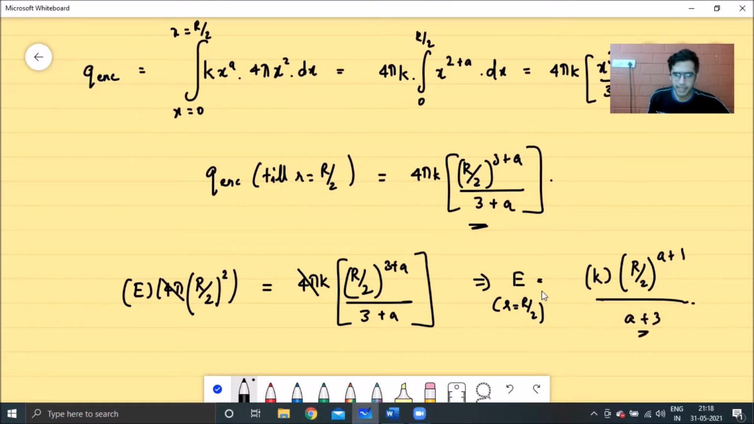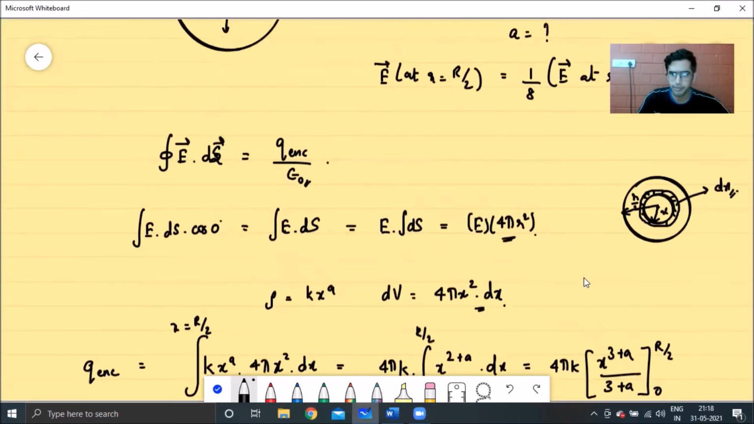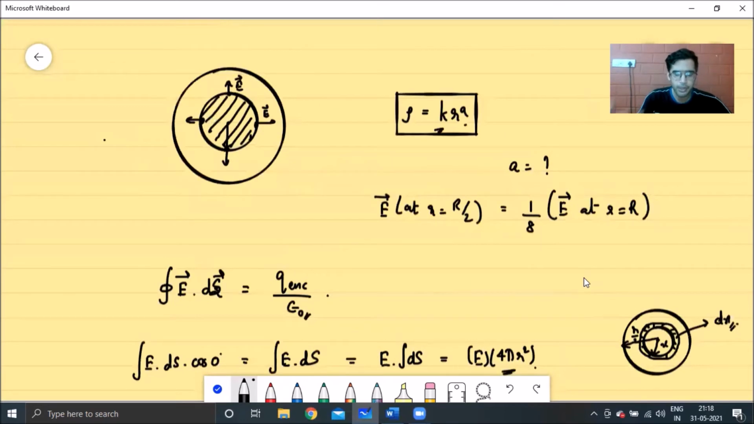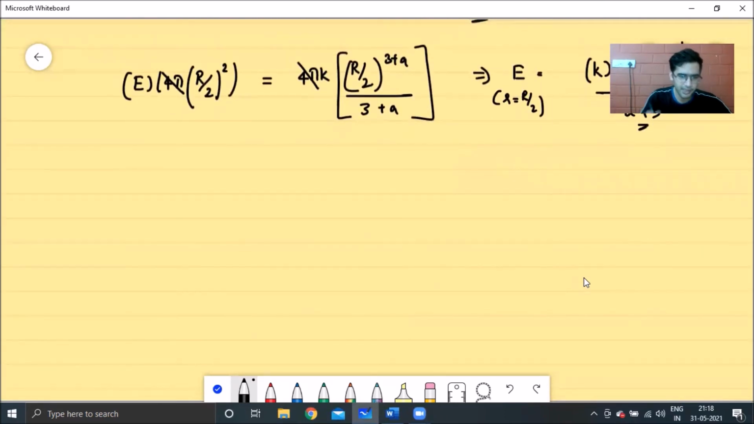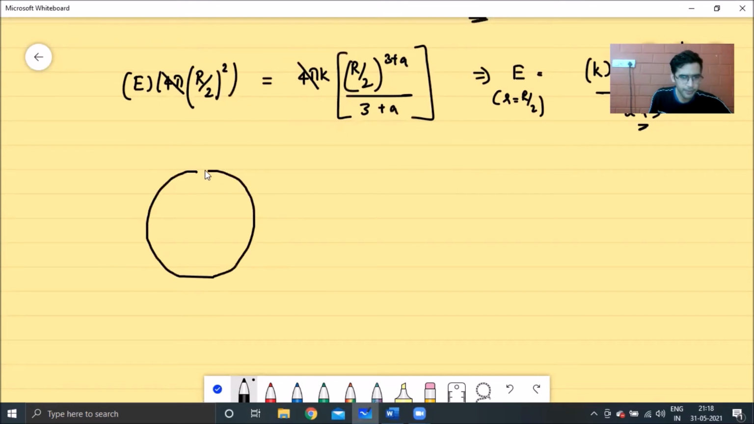So this is your field value at r equal to r by 2, right? So once again, our logic over here is to just make use of the condition which is given in the question. That is, your field at r equal to r by 2 is 1 by 8 times the field at r equal to r, right? So now similarly, let's find out what will be your field at the surface of the sphere.